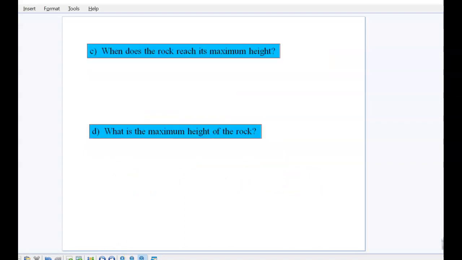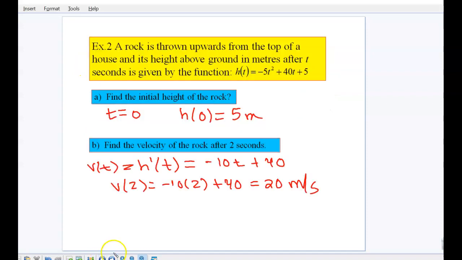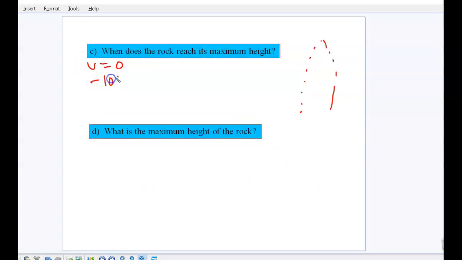When does the rock reach a max height? Well, if you think of a rock, it's going to go up, it's going to stop for a second, and then it comes down. So when it stops for that second, the max height is going to be reached when the velocity is equal to 0. So I'm going to take my velocity function, which is negative 10t plus 40. I'm going to set that to 0. Solving for t, I'm going to get time is 4 seconds.